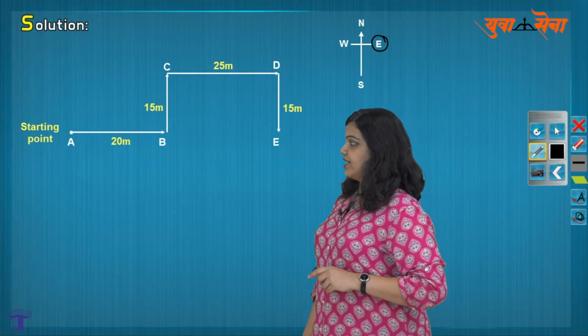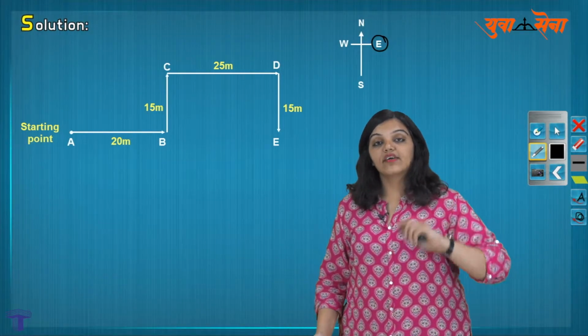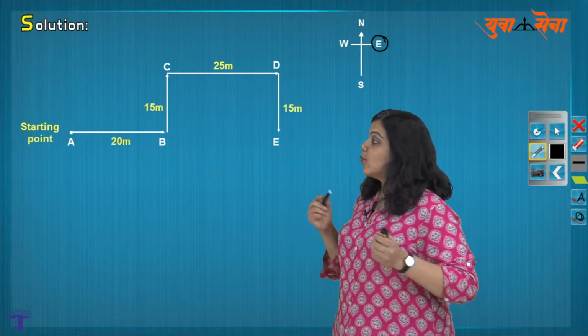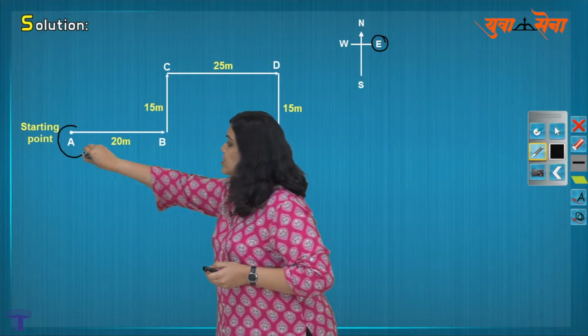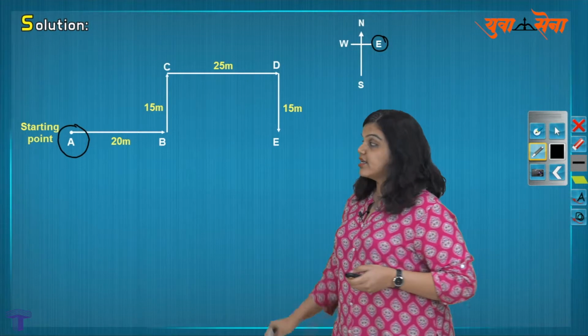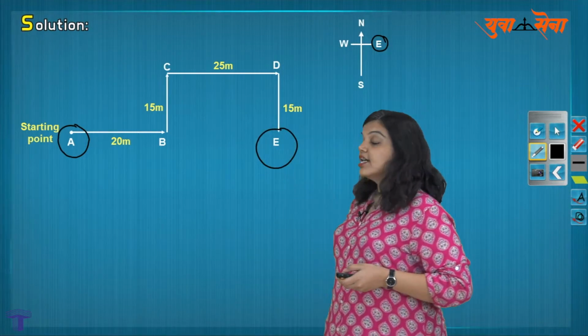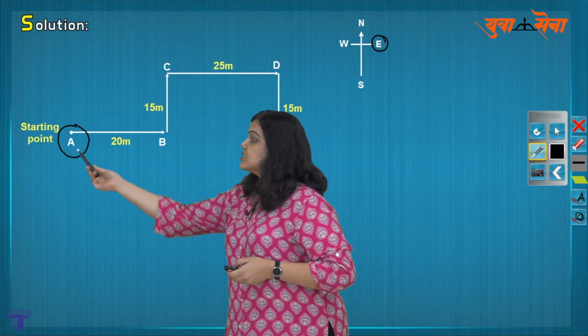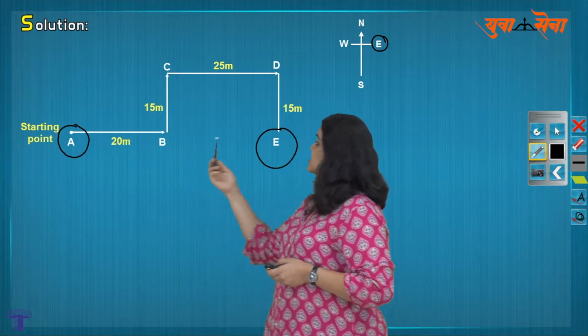Once you have drawn this diagram, it's pretty straightforward. What have they asked us? They've asked us how far is Shalini from the starting point. Now where is the starting point? Your starting point is point A. Where is Shalini right now? Shalini is at E. So what is the distance between A and E? It is nothing but this distance AB plus this distance BE.